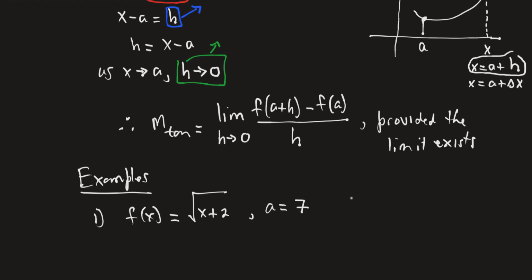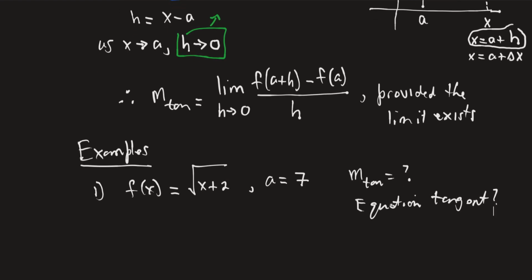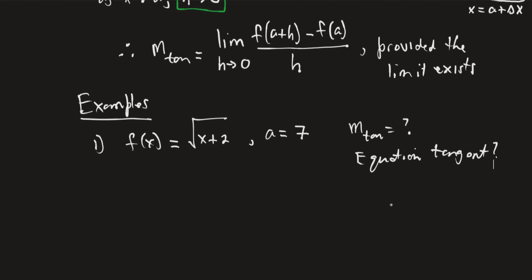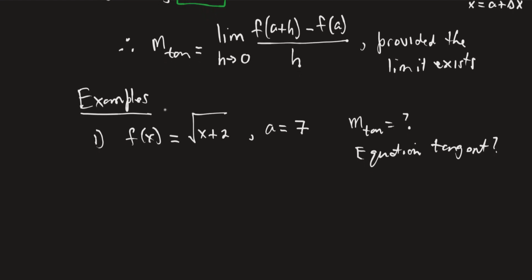And we're going to ask two things. What is the slope of the tangent? And what is the equation of the tangent? And it's important to remember the difference between the slope of a line versus the equation of the line, right? So let's answer these two. And again, what we're going to use now is this alternative definition. So I'll leave it right there so we can set it up.